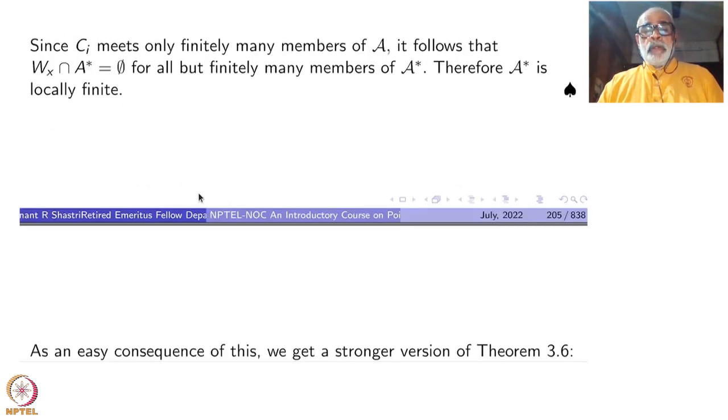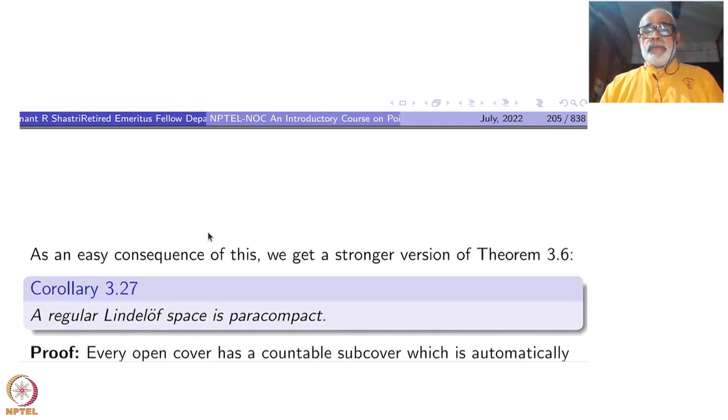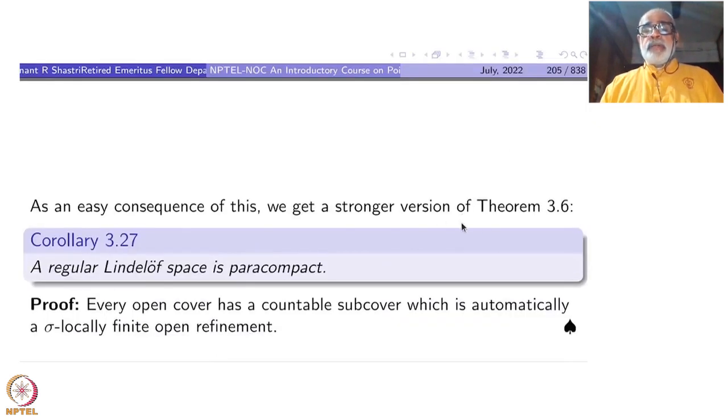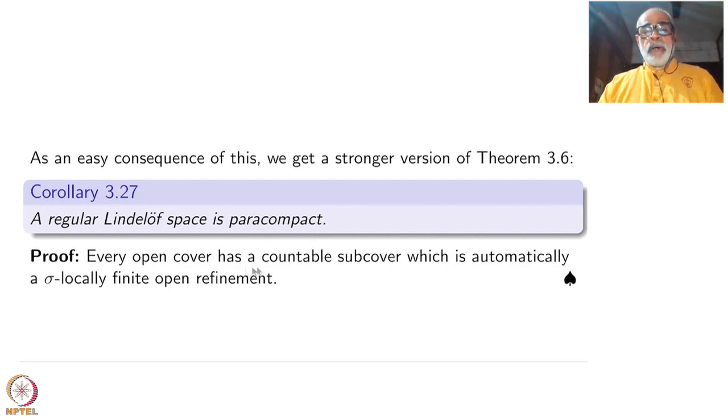As an immediate consequence, we get a stronger version of theorem 3.6 that we have proved. Namely, if you have a locally compact Hausdorff space which is Lindelöf, then it is paracompact. Local compactness automatically implies regularity. Therefore, a regular Lindelöf space is paracompact. It's a stronger theorem now. How do you get this one? Every open cover has a countable subcover which is automatically sigma locally finite.